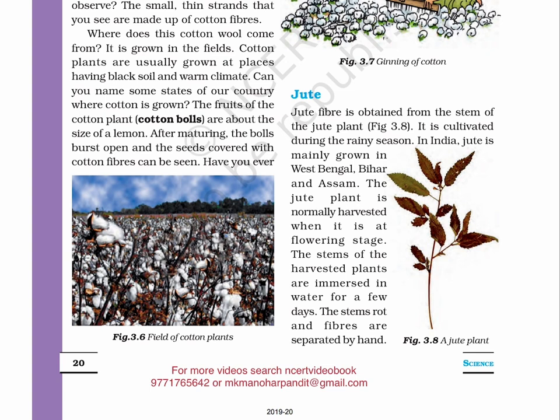Jute. Jute fiber is obtained from the stem of the jute plant, as shown in figure 3.8. It is cultivated during the rainy season. In India, jute is mainly grown in West Bengal, Bihar and Assam. The jute plant is normally harvested when it is at flowering stage. The stems of the harvested plants are immersed in water for a few days. The stems rot and fibers are separated by hand. Figure 3.8. A jute plant.